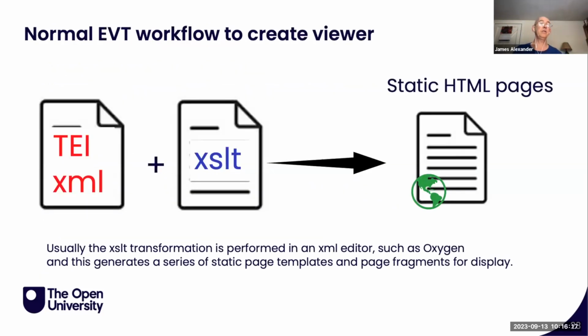So this is the usual way that the EVT workflow would work to create a viewer. You start off with TEI, you add the default XML, for which there are many controls for toggling on and off elements. And then the transformation to HTML would usually be performed for a single style sheet, for a single document, using the XML editor Oxygen. So this would kick off the transform that ships with the viewer and create a series of static pages, which are cobbled together into a single view.